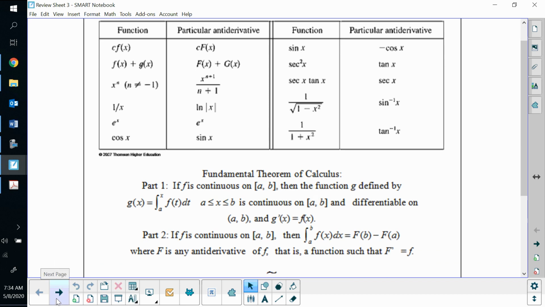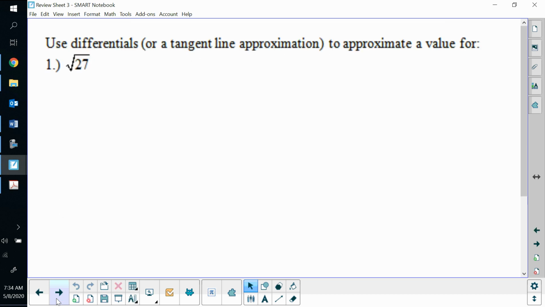Your work for today, you're doing 1 through 10. We're going to do 1, 5, and 10 together in the video. So the first couple are doing differentials or tangent line approximation. You'll always be given the option of either, and I'm going to do it with tangent line approximation just because over the years that's what I've noticed people tend to do the most.